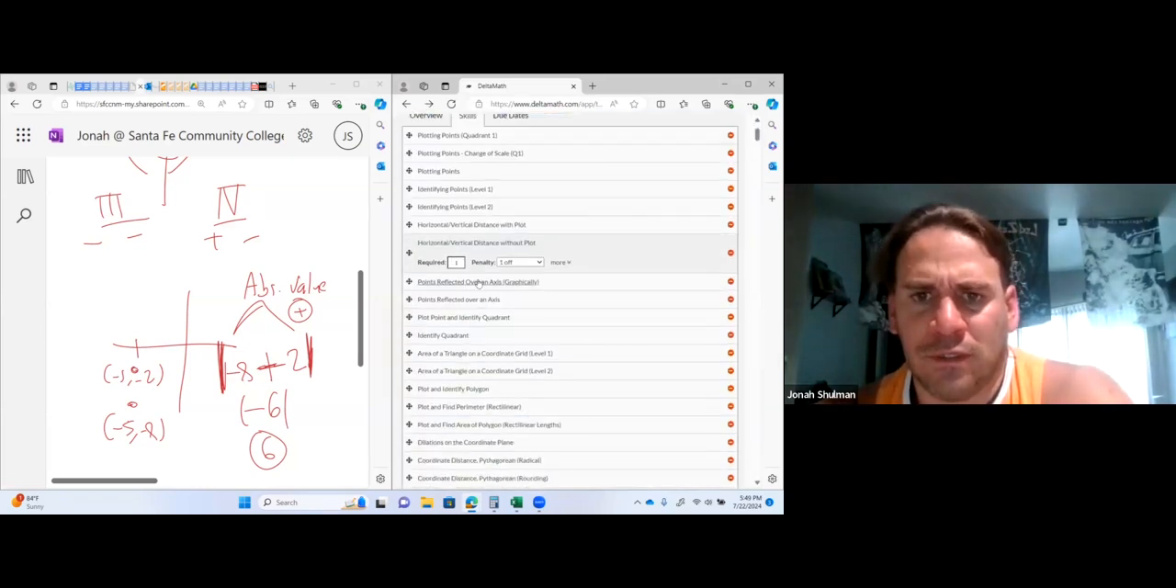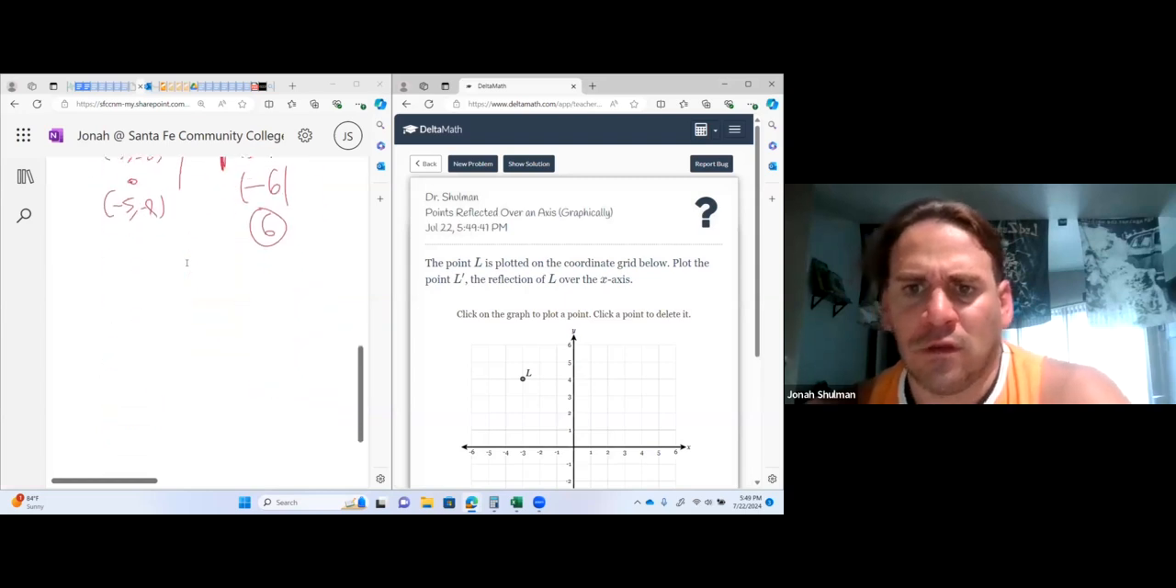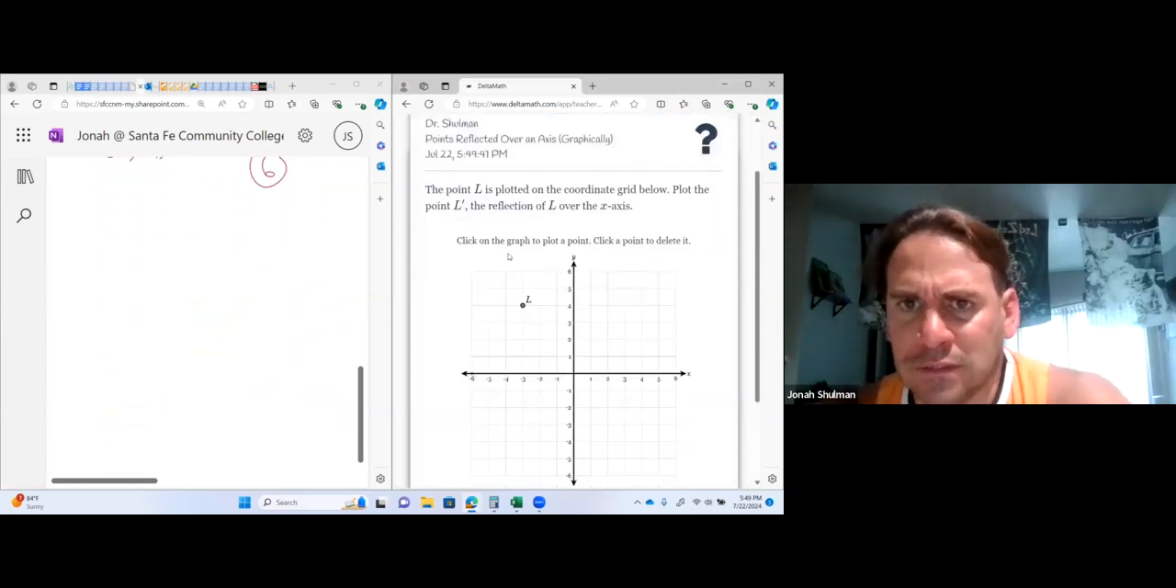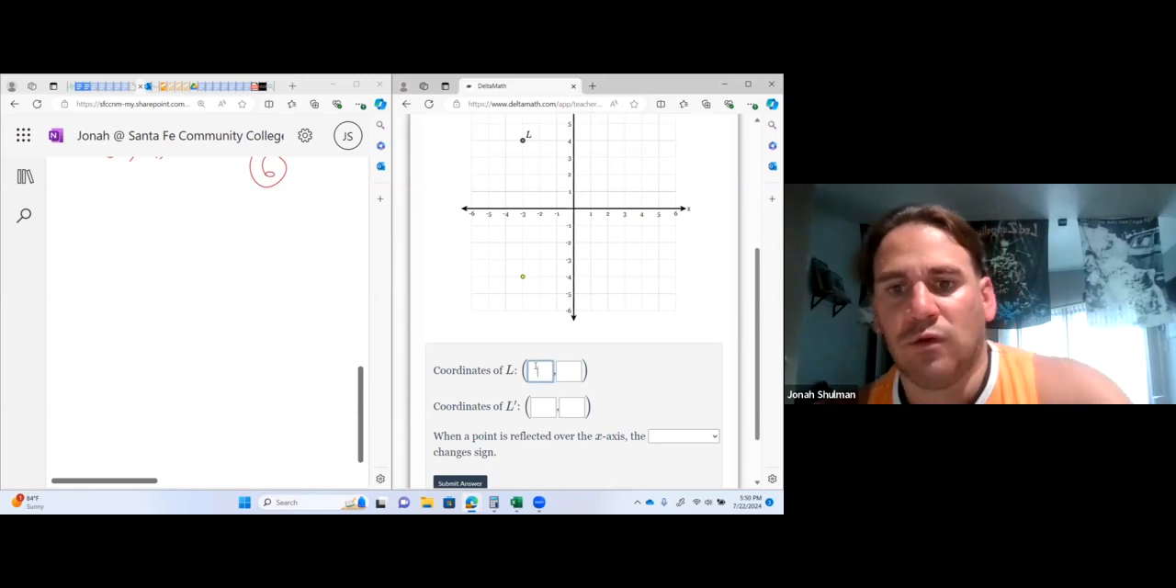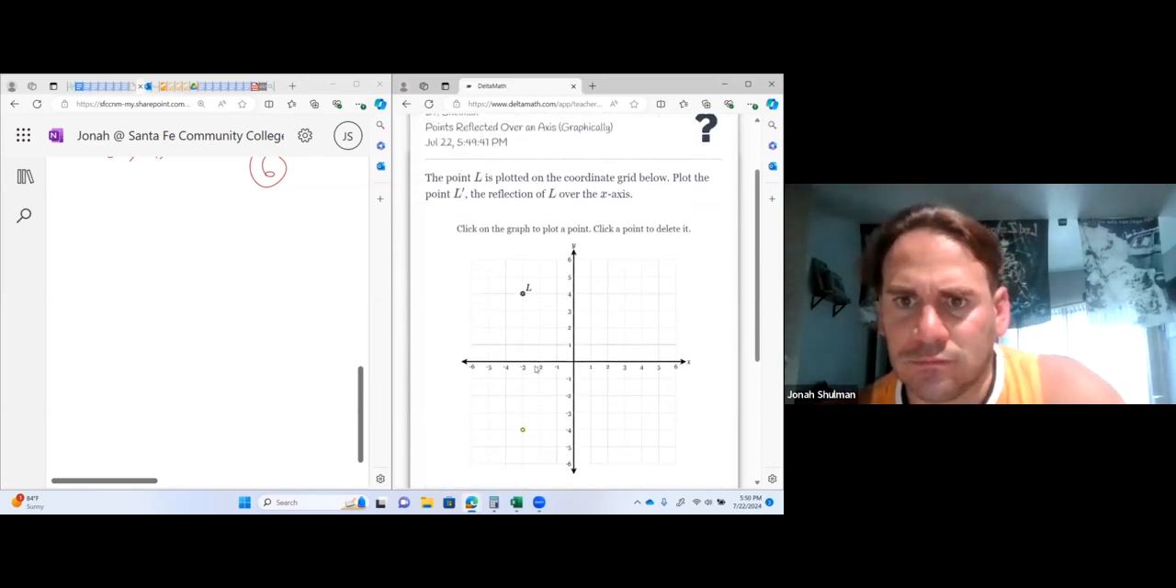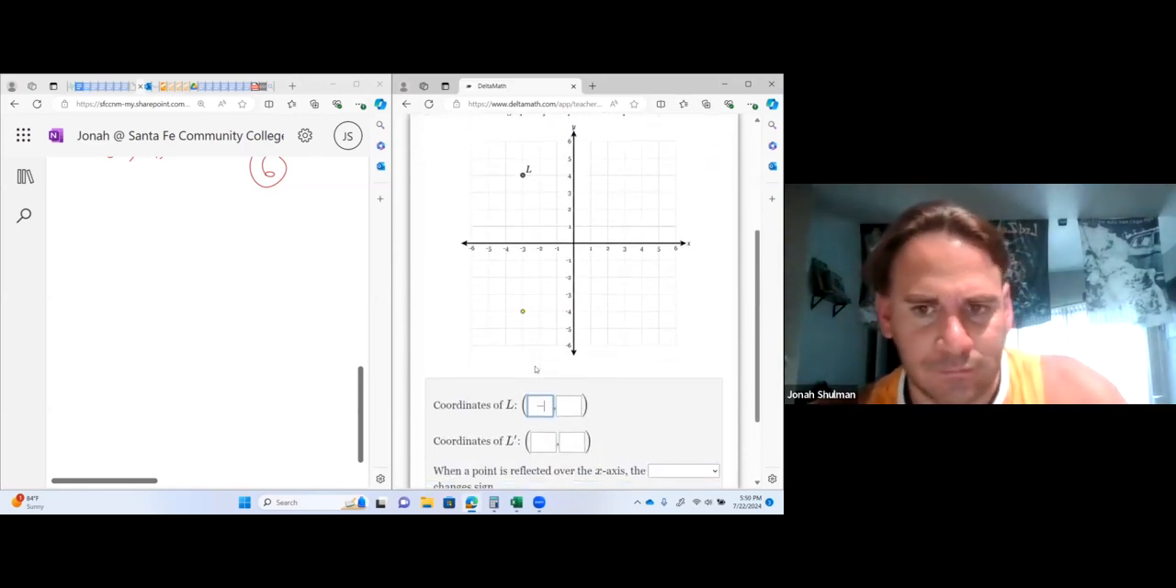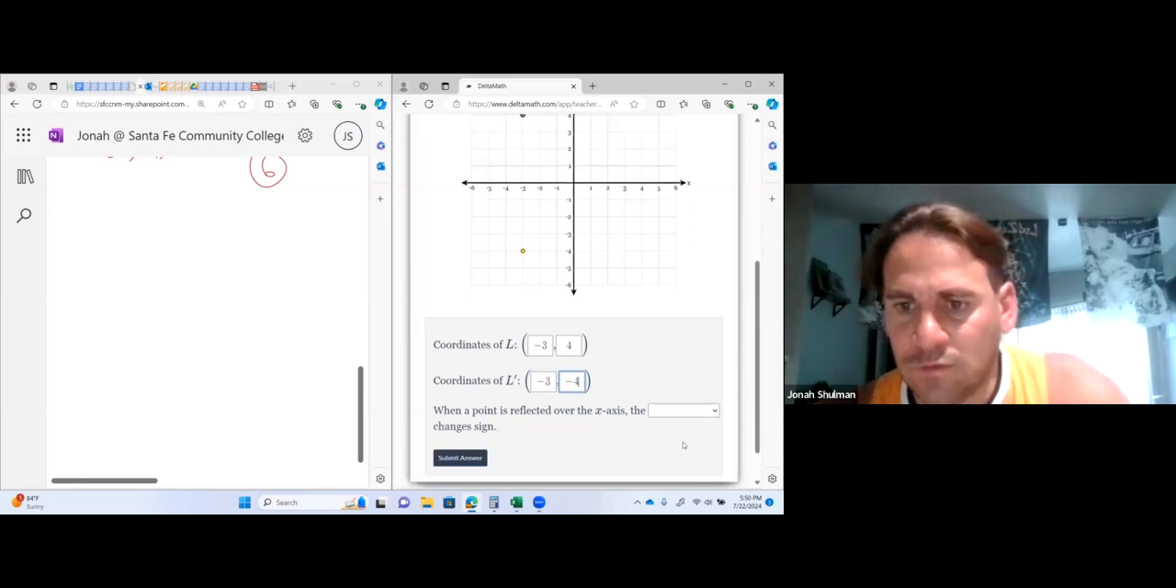All right, so let's keep it going. Here's a point reflected. All right, so now we get to reflect over the x-axis. So we just have to plot it. Here's the x-axis, 1, 2, 3, 4. Remember the formula? We leave the x, we change the y when we're flipping over the x. So L is -3, 4. And L prime, our new one, is -3, -4. And when we reflect over the x-axis, the y changes sign.